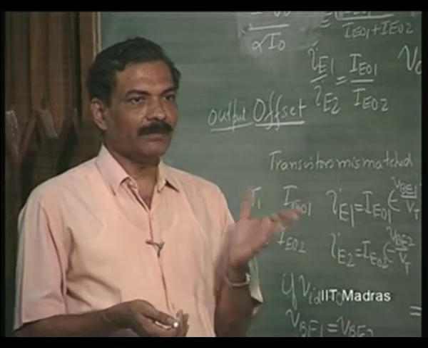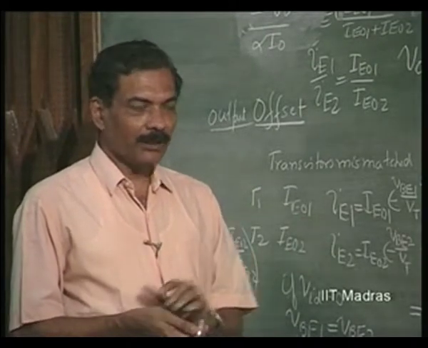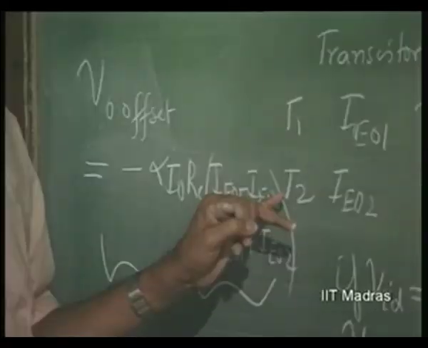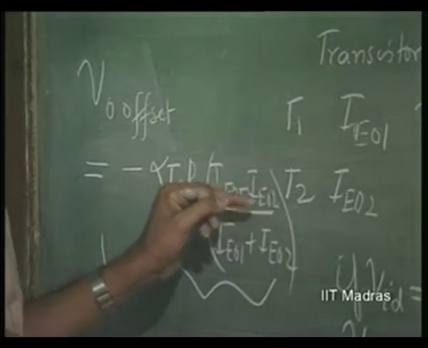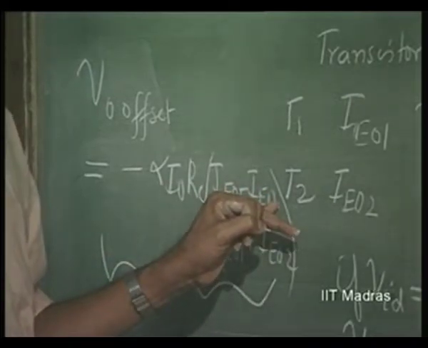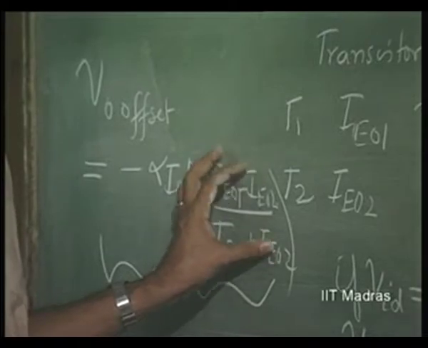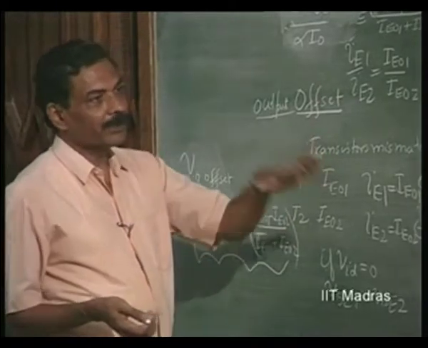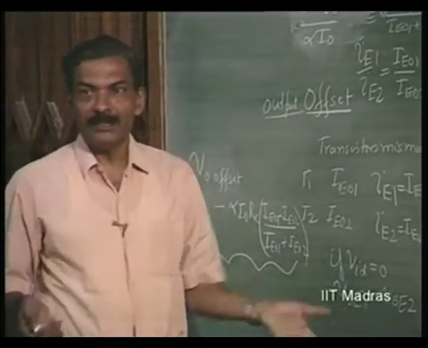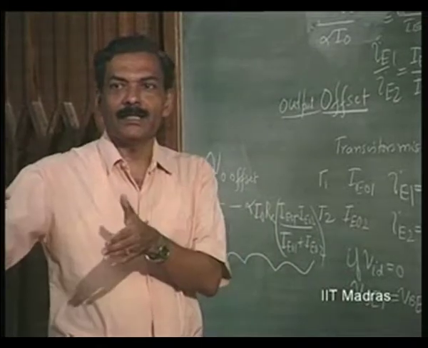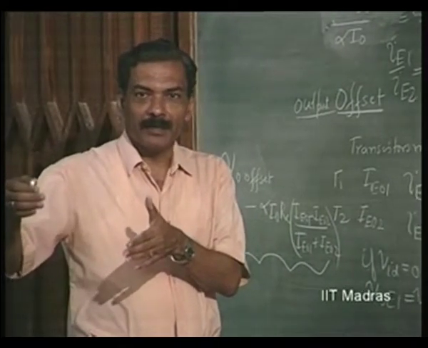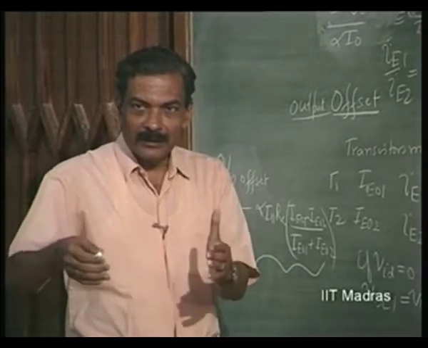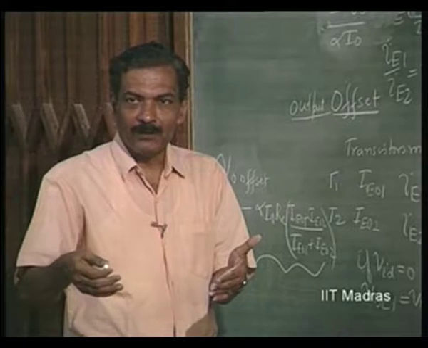So, it keeps changing with respect to time because of the dependence of IE01 and IE02 on temperature, and they may not track exactly. Therefore, this variation with temperature causes the output voltage to drift with respect to time. So, even when the input signal is not there, it indicates an output signal which is time dependent. Okay. This is adding to the noise.